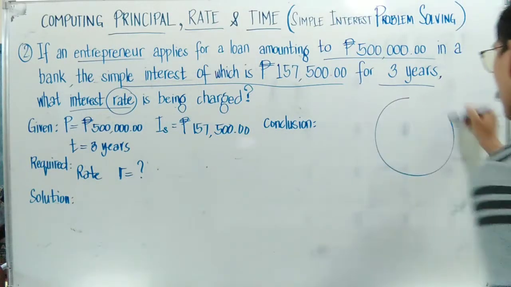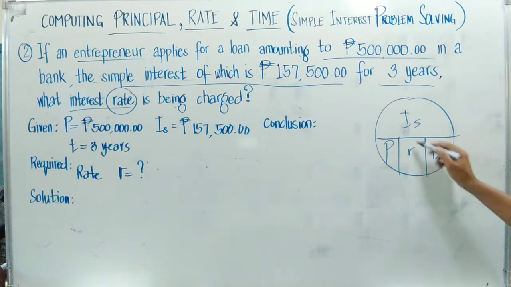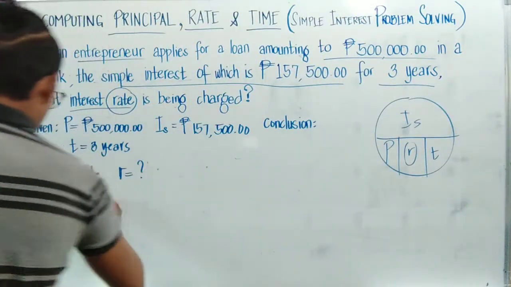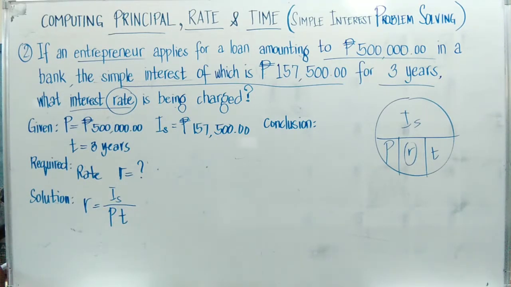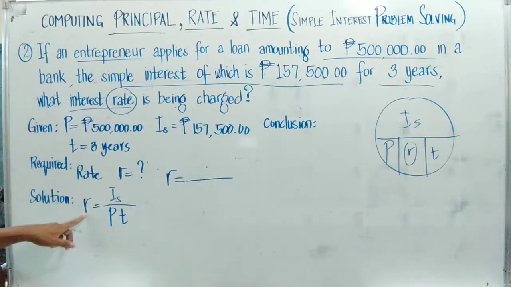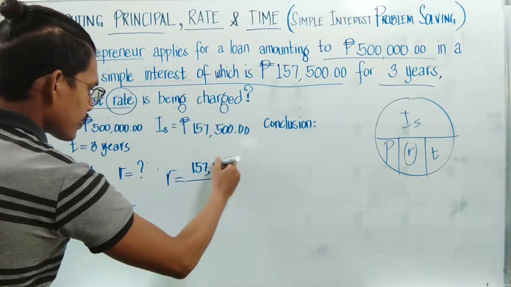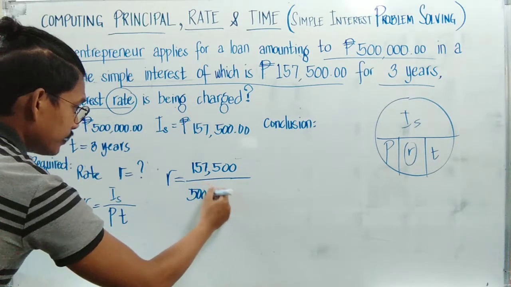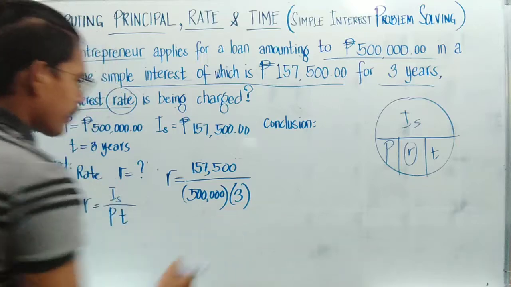Again, let's go back to this illustration. We are solving for R. Covering R, we have I sub S divided by P times T. So we have R equals I sub S over P times T. Now let us substitute: R equals I sub S, which is 157,500 pesos, divided by P, which is 500,000 pesos, times T, which is 3 years.